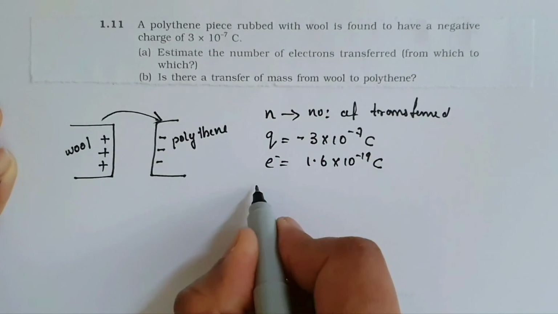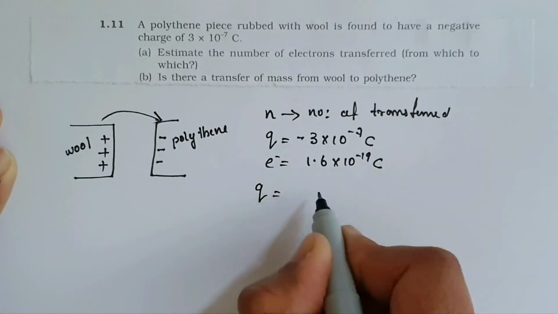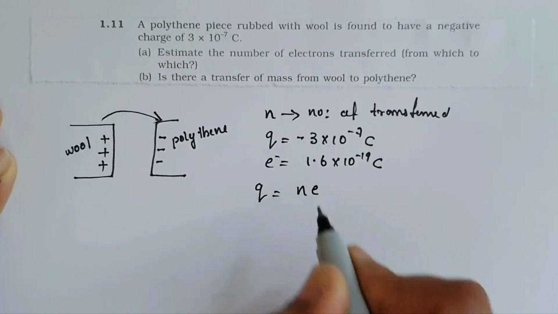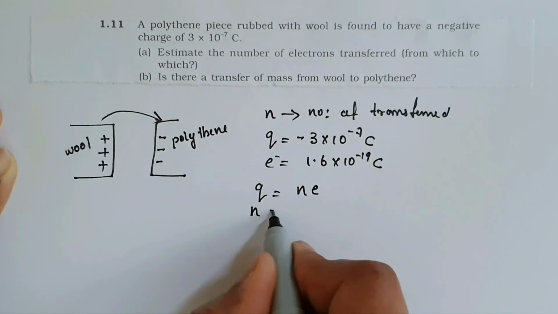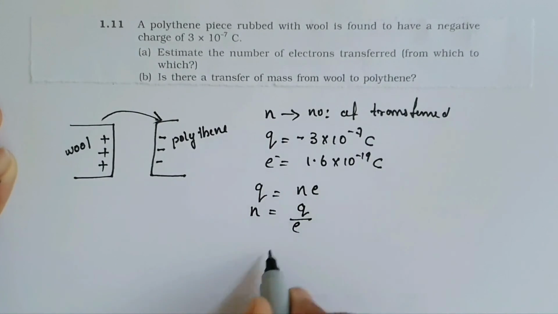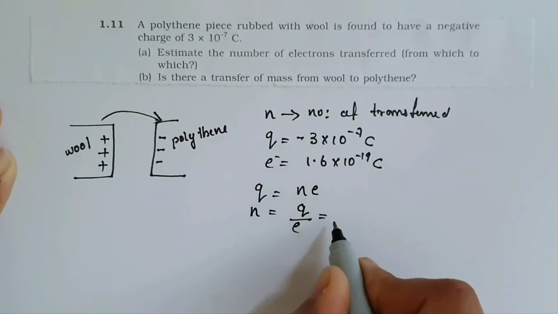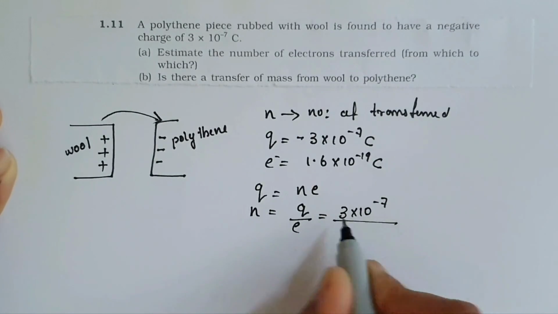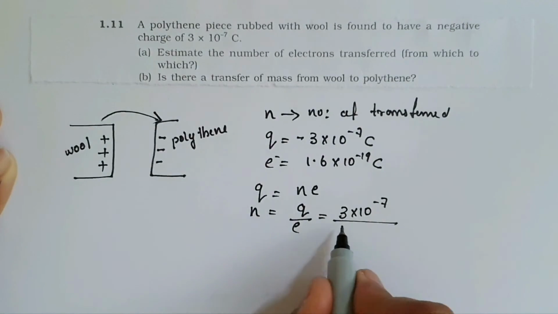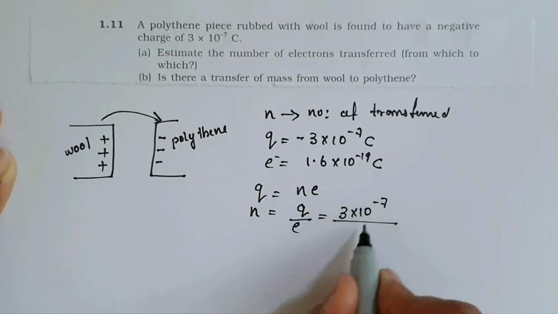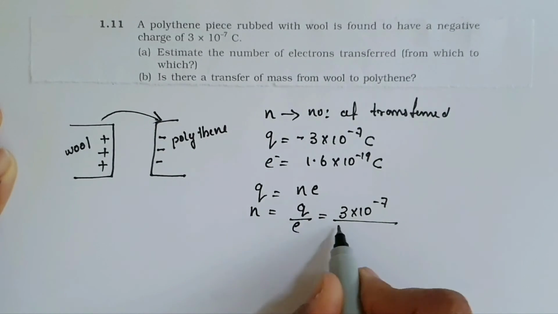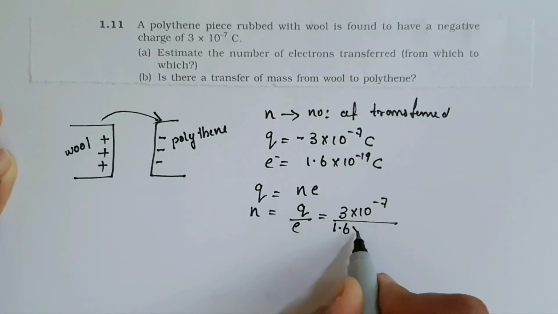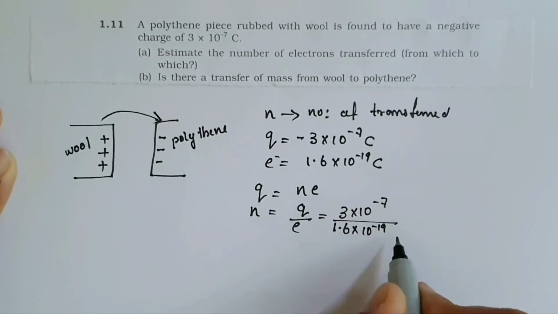We know that charge on a body is Q is equal to n e. From this, n is equal to Q by e. Now substitute the values. What is Q? It is 3 into 10 raised to minus 7 Coulomb. We are only taking the magnitude of the values. So 3 into 10 raised to minus 7 Coulomb divided by e. It is 1.6 into 10 raised to minus 19 Coulomb.